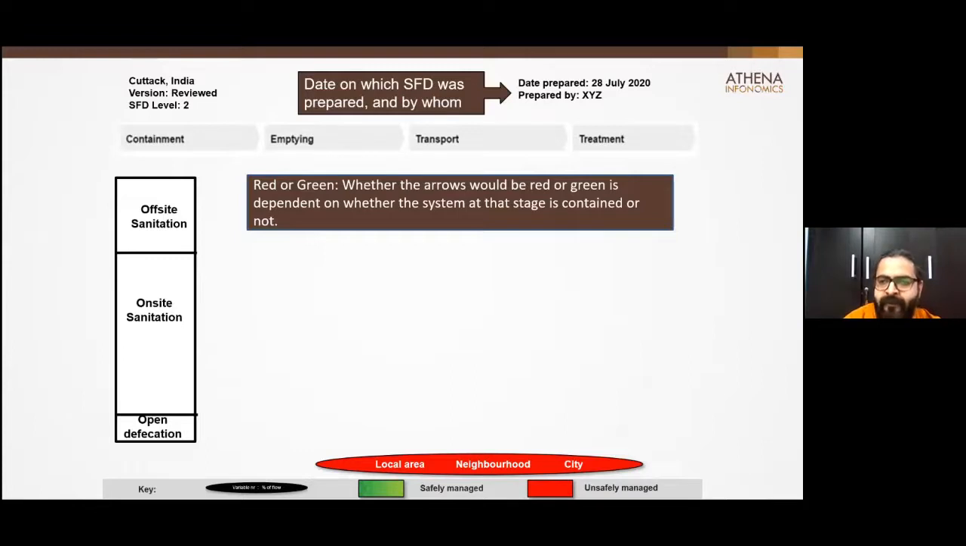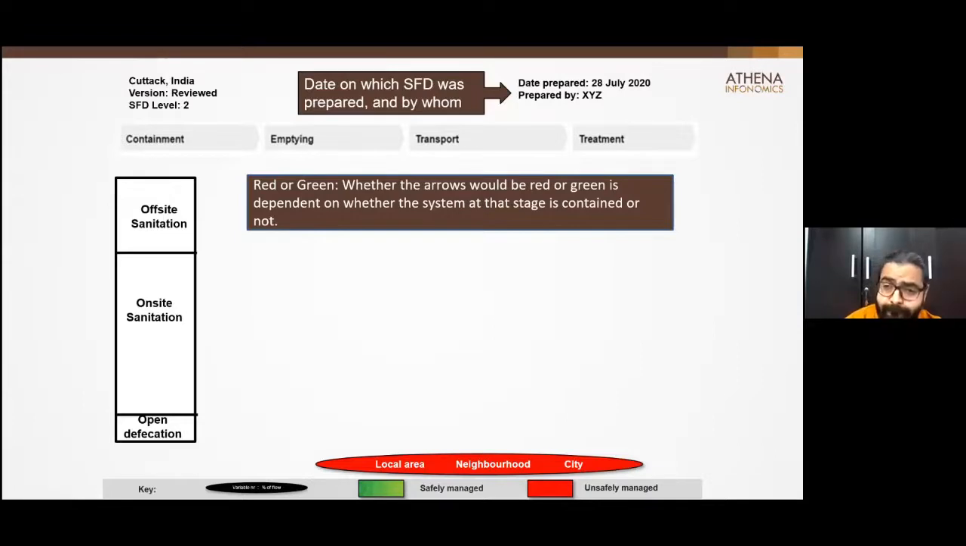So this is what the graphic generator does for you. You don't have to really think too hard about it. You just need to enter data appropriately. But for your understanding of how the graphic generator thinks about it and produces an SFD for you, the question being asked at each of the stages, whether it's containment, emptying, transport, or treatment, is whether that system at that stage is able to contain the pathogen transmission to the general public.